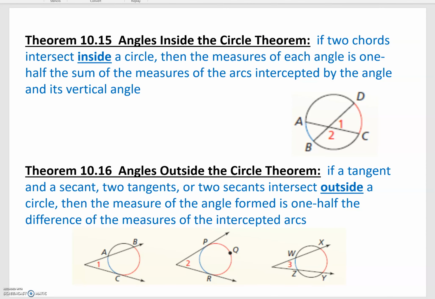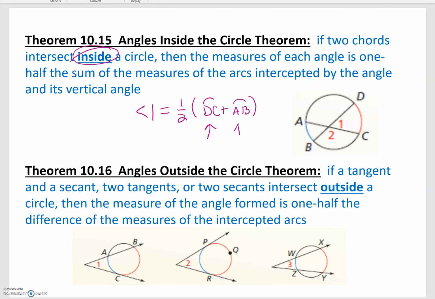So for example, the first one that we're going to look at is where they intersect inside the circle. So if two chords intersect inside a circle, then the measure of each angle is 1/2 the sum of the measures of the arcs intercepted by that angle and its vertical angle. Okay, so I'm going to write that into a formula here. So for example, angle 1 in our picture is equal to 1/2 of arc DC plus arc AB.